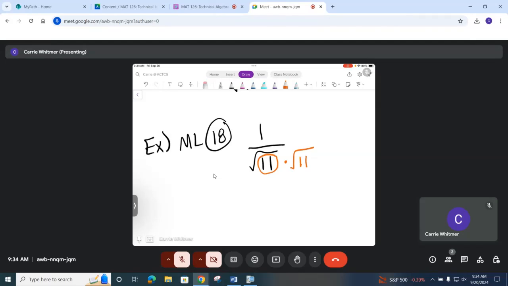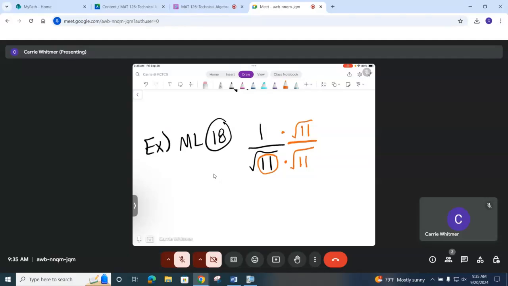Okay. But whatever I do to the denominator, I have to do the same thing to the numerator so that I don't change the value of that fraction. Because look at this part in orange. Radical 11 over radical 11, that's just 1, isn't it? So if you multiply something by 1, you haven't changed the value.